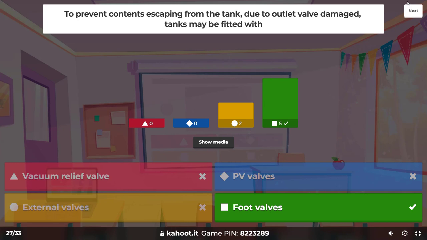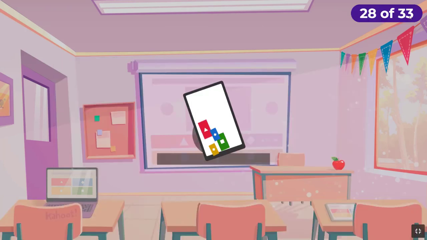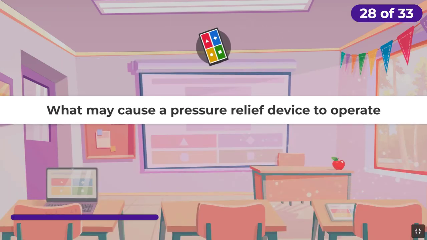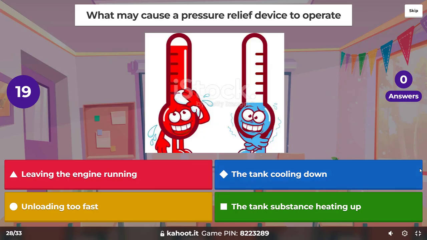To prevent contents escaping from the tank due to outlet valve damage, tanks may be fitted with, I don't know why you said that. To prevent contents escaping, why would you fit an external valve, whatever that is? Okay, it's a foot valve, that emergency shut off, foot valve, base valve, belly valve. What may cause a pressure relief device to operate? So that is saying what causes pressure, isn't it? Isn't that the question there? Yeah.